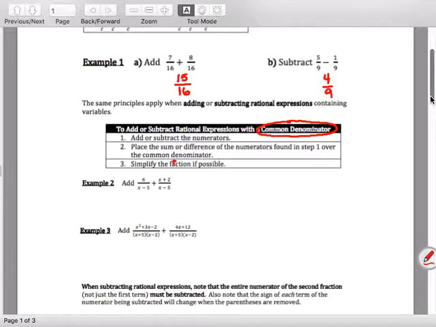So then you're going to see a beautiful connection to what we did yesterday. Remember all the marker board problems we did, and we simplified. And so what we're going to do is we're going to try to see if we can simplify. So in example 2, all I'm going to do is add the numerators and put it over the common denominator. That would give me x plus 8 over x minus 5.